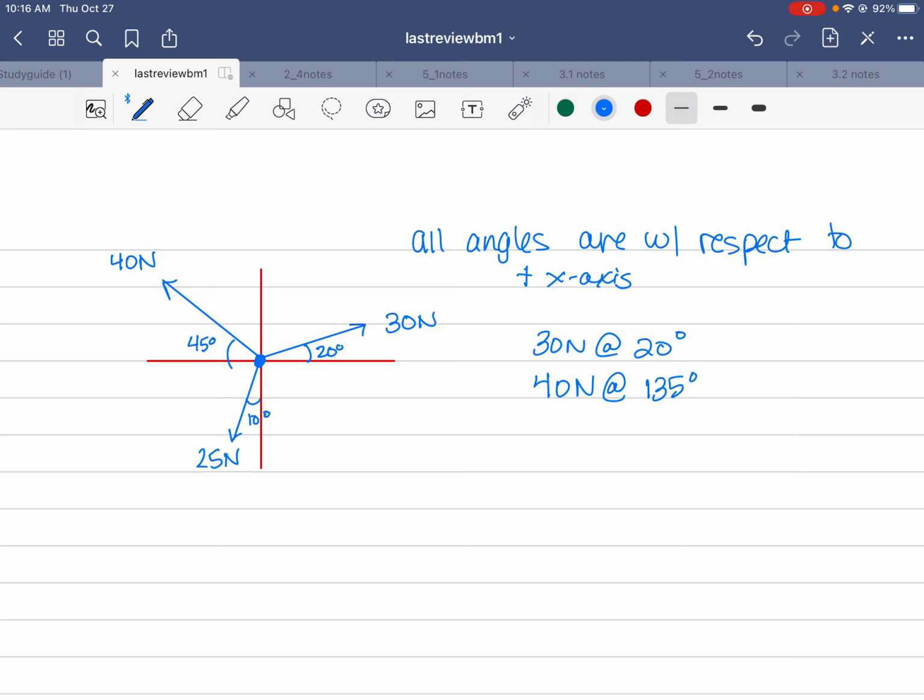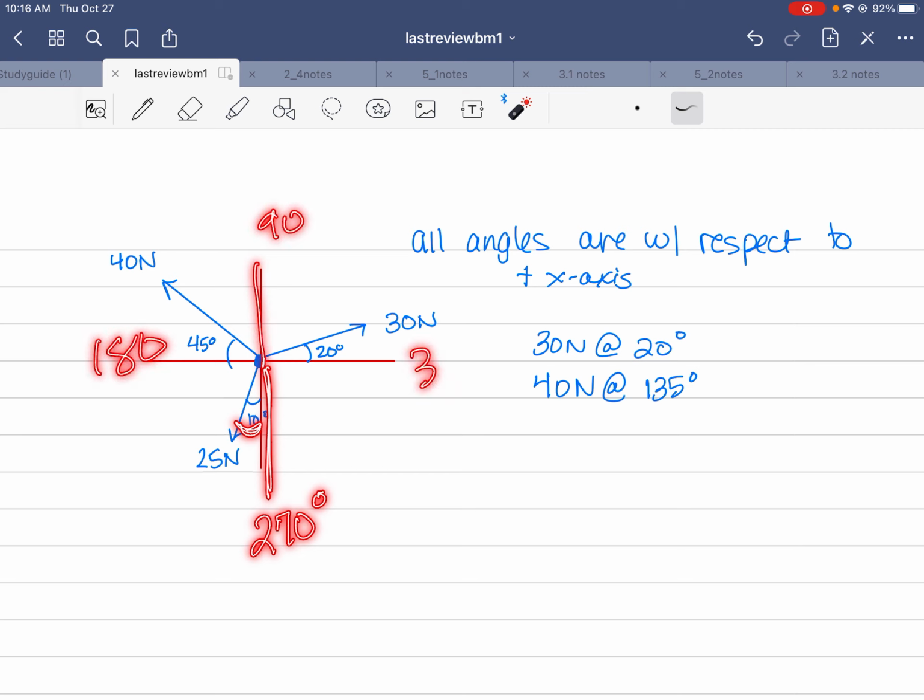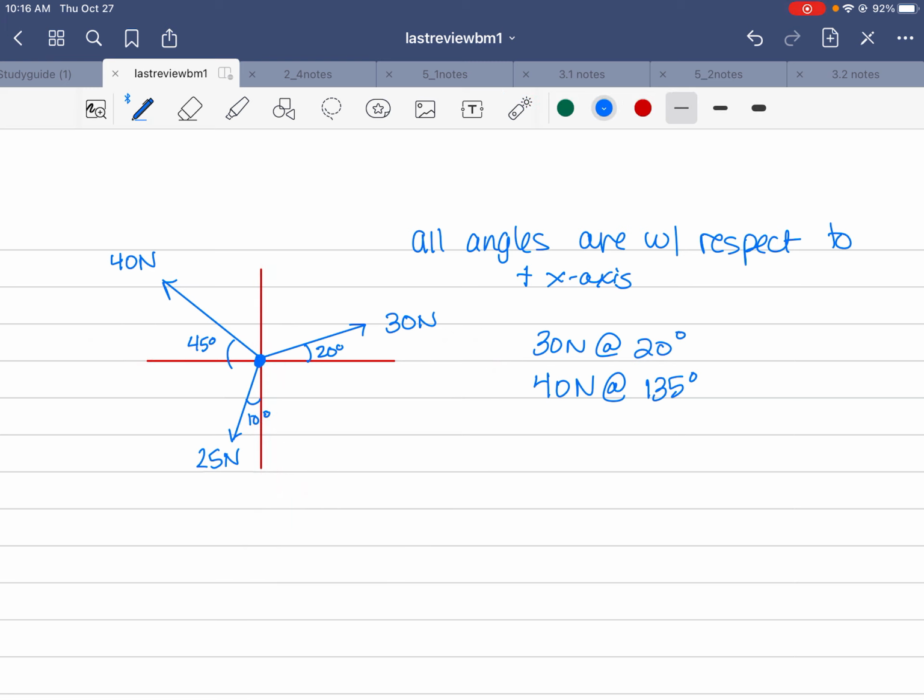degrees. And then the last one, I'm looking at this guy down here. I know it's 10 degrees away from this vertical, and I know that this is 270 degrees. If you do not know your angles, please make sure you know those. So this is 90, this is 180, and this is 0 and 360. So it's 10 degrees off of 270. I'm going to back that out by 10, so that gives me 25 newtons at 260 degrees.